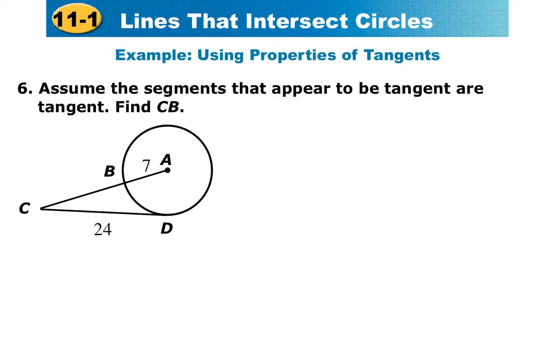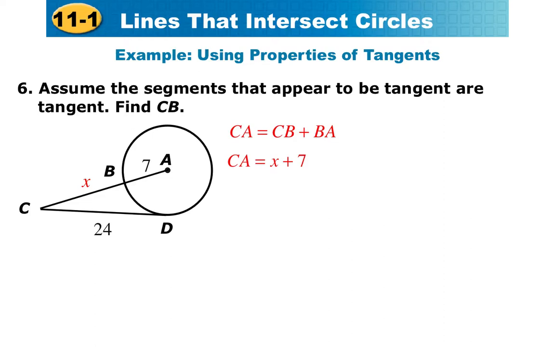Problem number 6 is: assume that the segments that appear to be tangent are tangent. Find CB. First thing we're going to do is call this x. Then we know that CA is equal to CB plus PA. This is the segment addition postulate. We substitute. We know that CB is equal to x, PA is equal to 7.